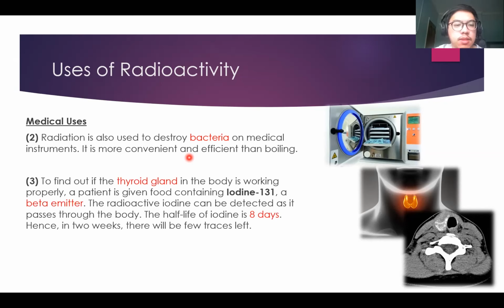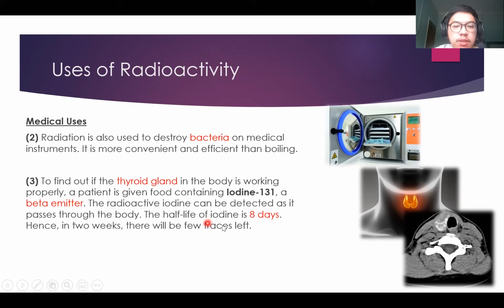The third use is to find out if the thyroid gland in the body is working properly. To do this, a patient is given food containing iodine 131, and iodine 131 is a beta emitter. The radioactive iodine can be detected as it passes through the body, because it's a beta emitter, it can only be stopped by aluminum, and it passes through the body quite easily.